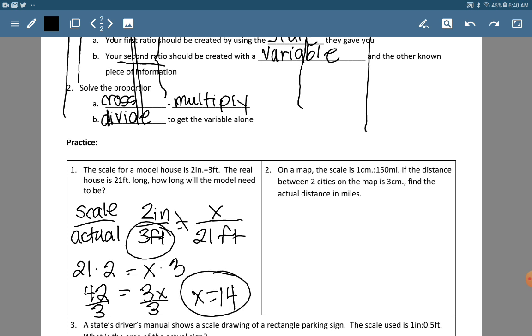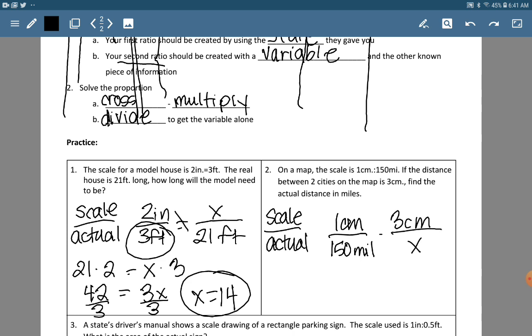On a map for number 2, the scale is 1 centimeter represents 150 miles. It says if the distance between 2 cities on the map is 3 centimeters, find the actual distance in miles. So for scale to actual, my proportion will be set up as 1 centimeter over 150 miles. Then they say that on the map between 2 cities, it's 3 centimeters. So the 3 centimeters has to go on top because centimeters is on top, and I'm trying to find the actual distance.